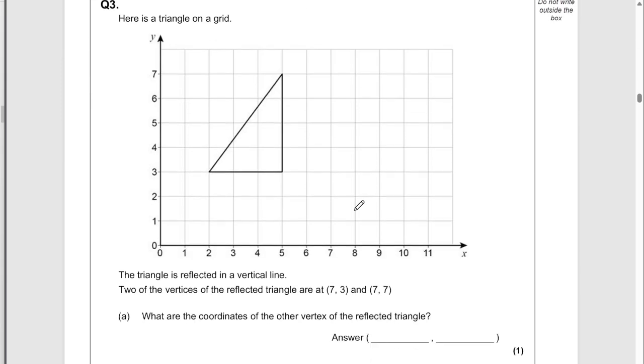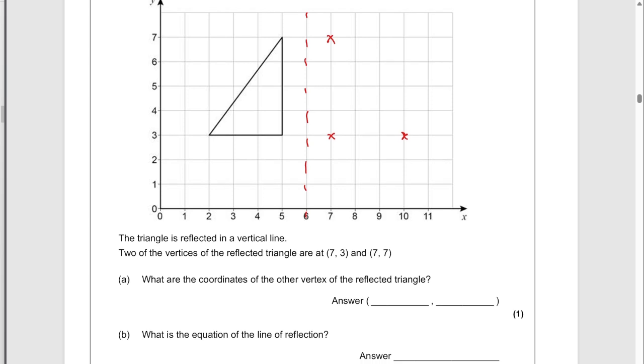Here is a triangle on a grid. The triangle is reflected in a vertical line. Two of the vertices of the triangle are at (7, 3) and (7, 7). What is the coordinate of the other vertex of the triangle? Vertex is a fancy name for corner. So if I plot the two that are given, (7, 3) and (7, 7), that tells us that we're reflecting it in this line here. So the third vertex is going to be 4 away from the mirror line, so it's going to be there. So the coordinate of that would be (10, 3).